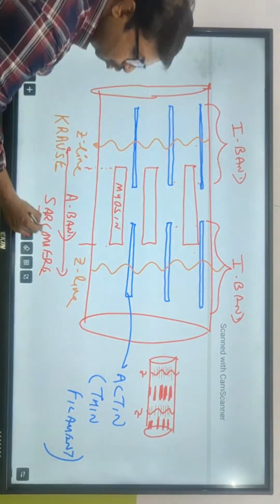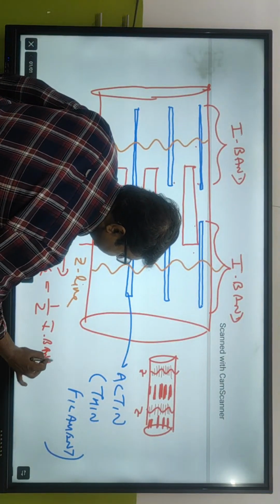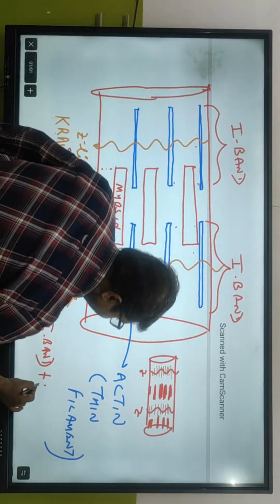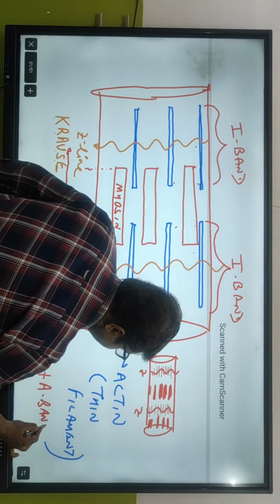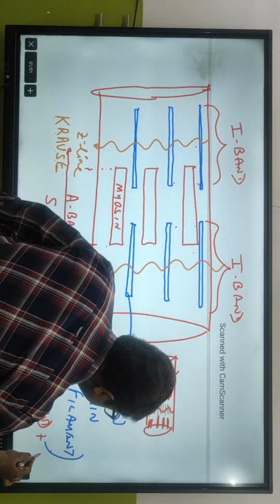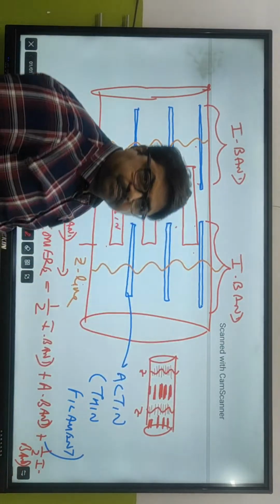So what is sarcomere? Sarcomere is equal to half of I band, Vishal tell me, then full of myosin length. What is that? A band plus again half of this half. It's called half of I band. So this is what is sarcomere.